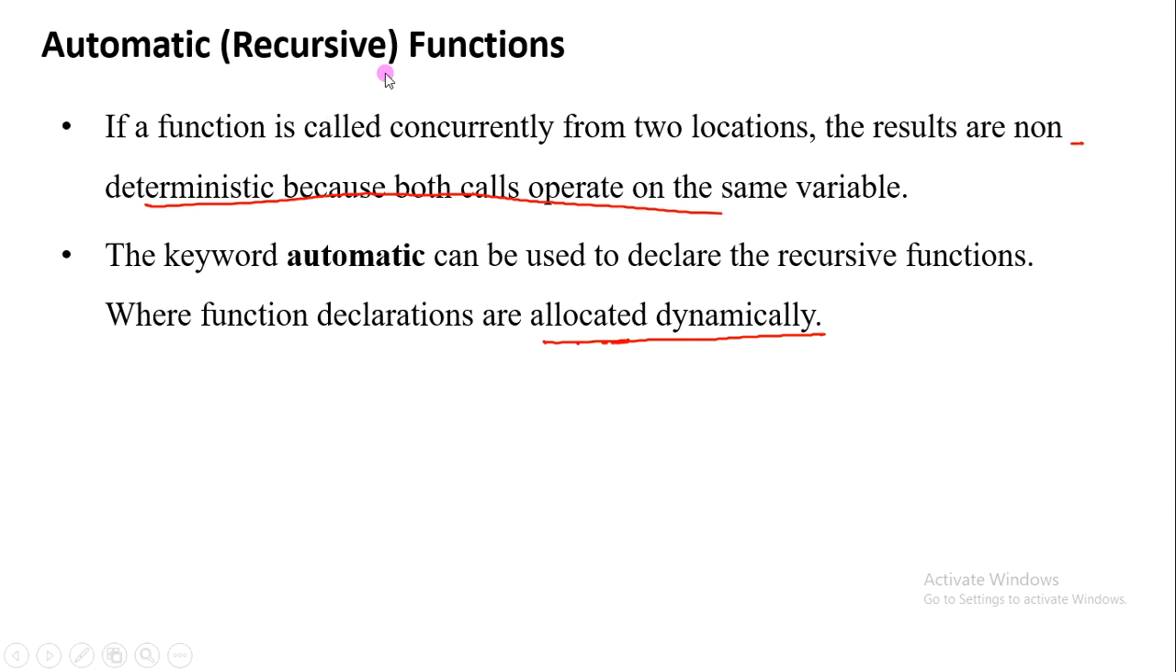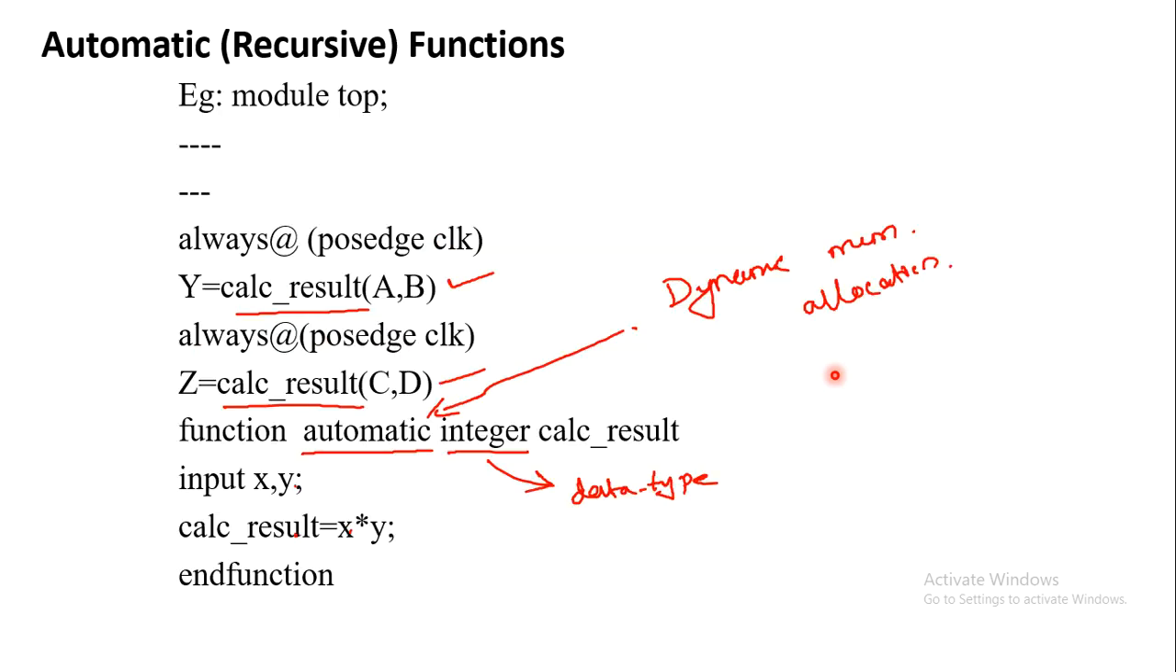A recursive function is a function calling itself. That is called recursion or recursive. Here we understood that if a function is called concurrently from two locations, the results are non-deterministic because both calls operate on the same variable. Hence, we were using automatic just below the function name. By doing this, we were declaring the function to act as a recursive function, where the function declarations are allowed dynamically. We took one example to understand it.